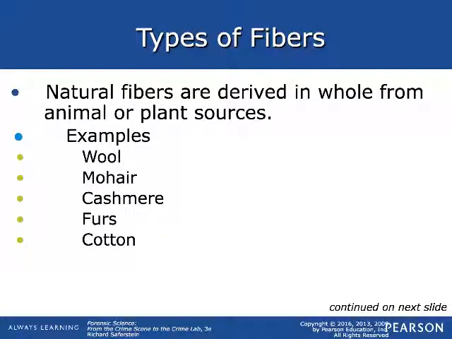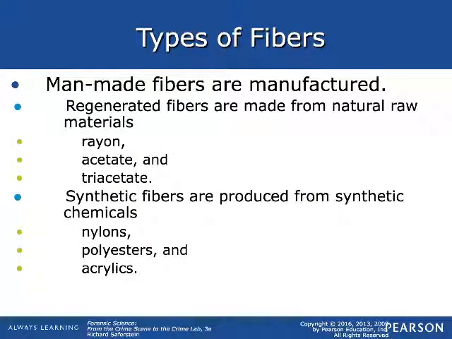Okay, now fibers. Natural fibers come from animal or plant sources. Examples are wool, mohair, cashmere, fur, cotton, and linen. Man-made fibers are manufactured, and there are usually two categories. Regenerated fibers are made from natural raw materials, and those include rayon, acetate, and triacetate, which you might not see very often. And then synthetic fibers are produced from chemicals, things like nylon, polyester, and acrylic.